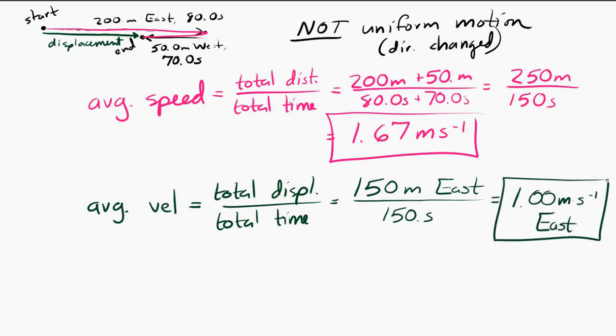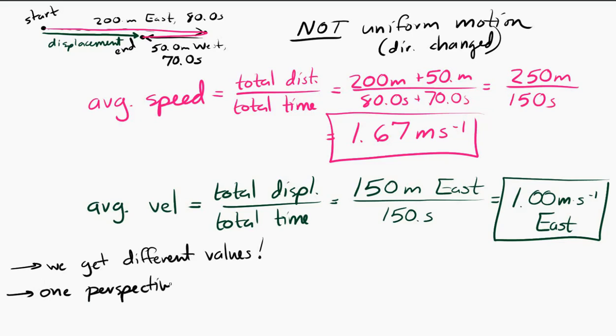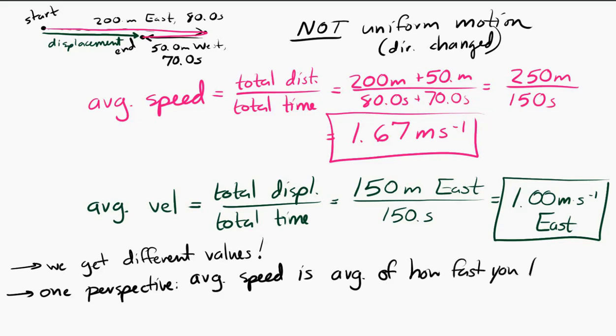So here we see that the average speed and the average velocity aren't always the same. It's not just a difference of one has direction and one does not. They are different quantities. One way to think about it, and there are many ways to look at this that are correct, is that the average speed tells you an average of how fast you traveled on the path. So average speed ignores whether or not you change direction. It just thinks about how fast you were traveling along the path and gives you an average of that.